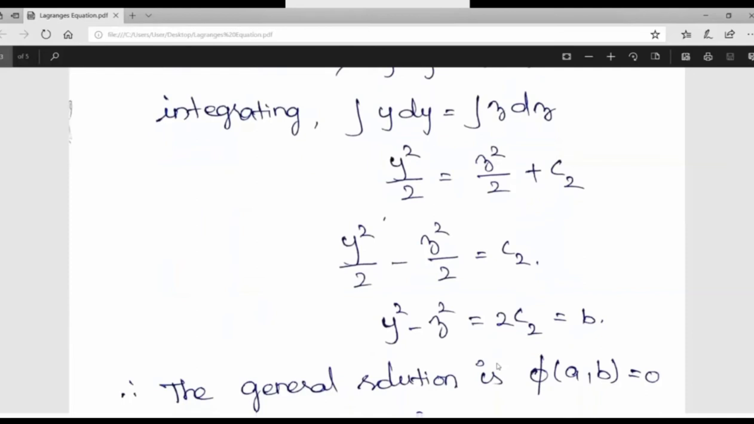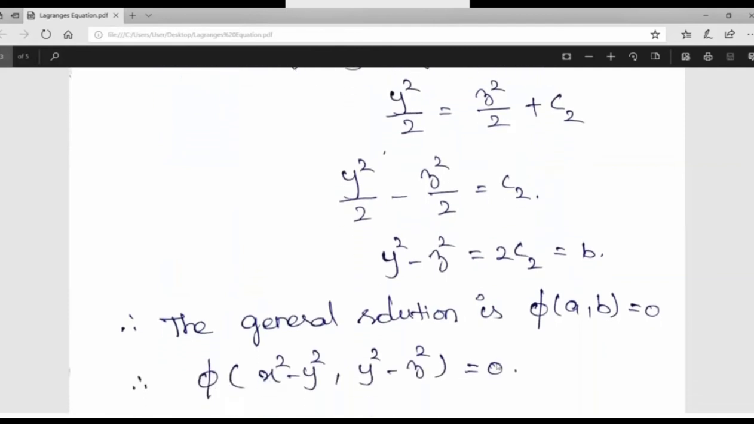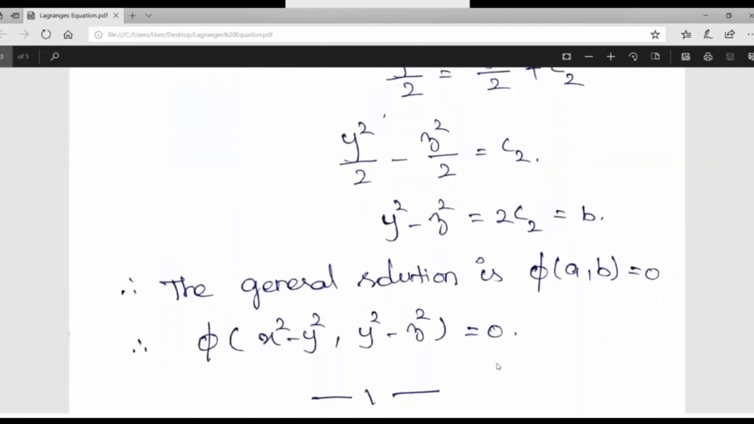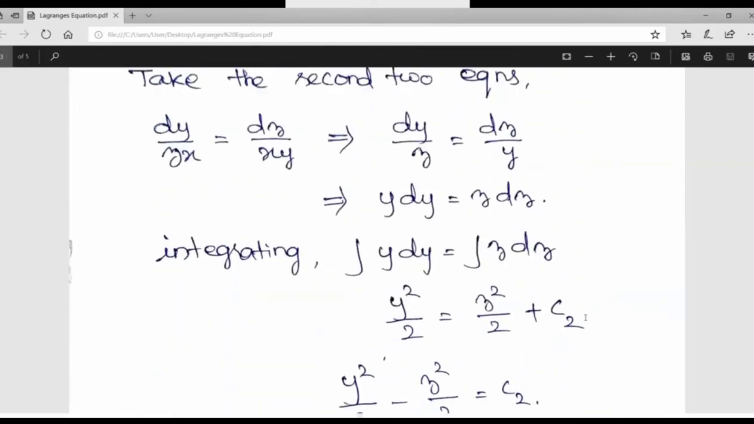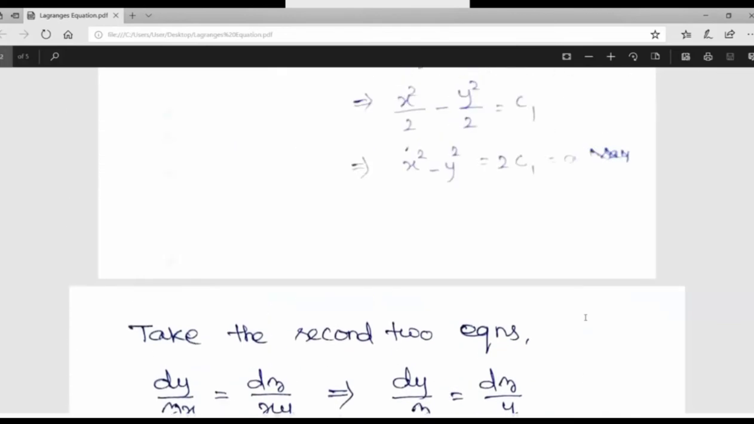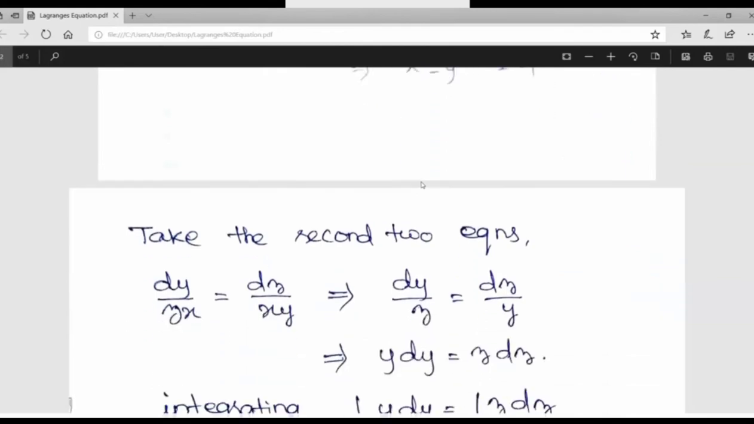That is if you are cross multiplying. Or 2c2 combined, we can take it as an arbitrary constant small b. So therefore, the general solution can be written in the form of phi of a comma b equal to 0. What is the value for a? We already got one solution, that is 2c1 equal to a, so your a value is x square minus y square.